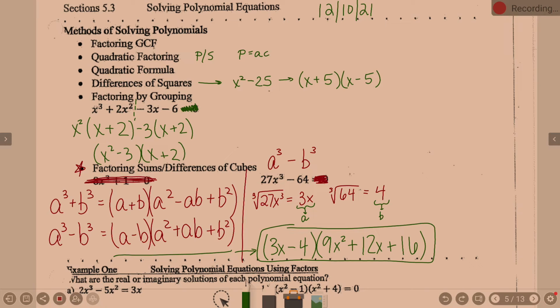Okay? And again, I'm not sure where I'm at on time, but my goal is to get to an example like that. Where am I at on time? 15 minutes.